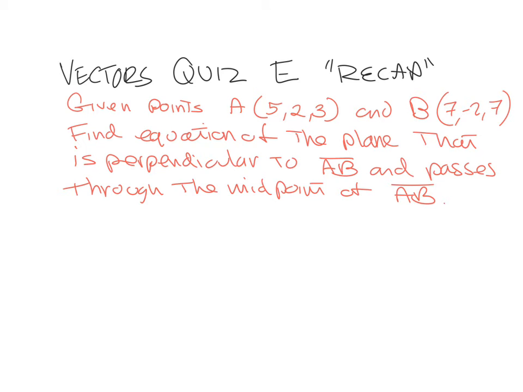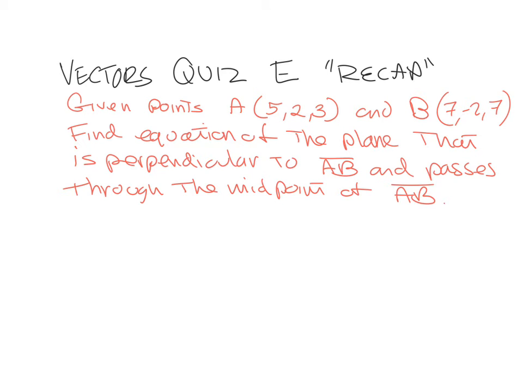So if you imagine a line segment connecting point A and point B in space, and you want a plane that's perpendicular to that line, but not just any plane. You want the plane that's perpendicular to that line segment and passes through the midpoint of AB. So A and B are on opposite sides of the plane, and the plane's right smack in between the middle of them. Sounds like an awful lot, but it's really not that bad.